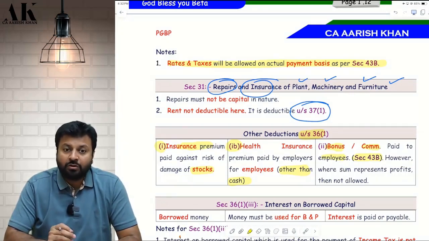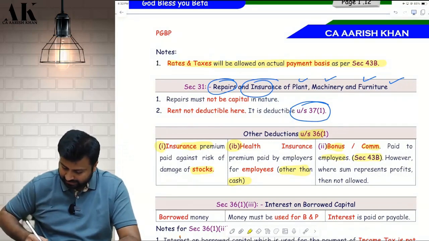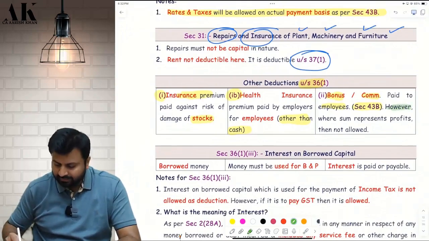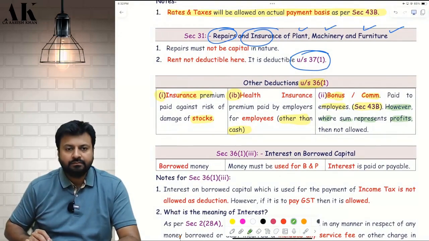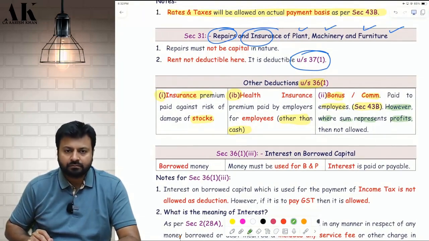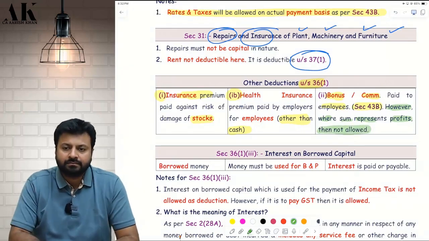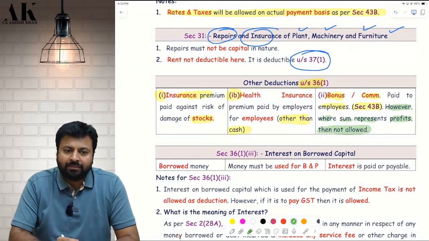Now, there is one line over here which is very, very critical, a technical line. Listen carefully, all of you. However, where sum represents profits, then not allowed. Now, what do I mean by this line?